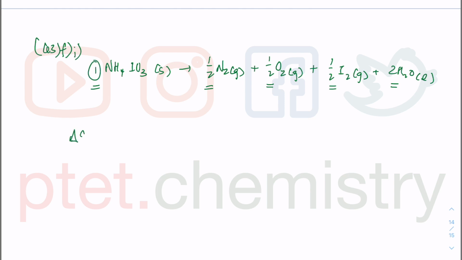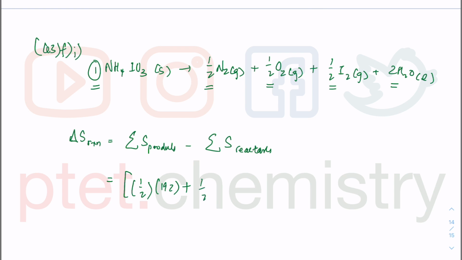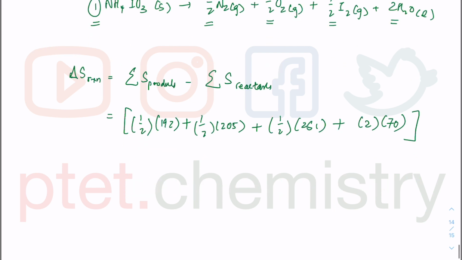So therefore, the entropy of reaction, or the entropy change for that reaction, is going to be the sum of the entropy of products minus the sum of the entropy of reactants. So given the table, I would have half times 192 plus a half times 205 plus a half times 261 for the iodine, and I'll have 2 times 70 because I have 2 H2O. That's going to be the sum of the entropy of the products based on the multiples in the balanced equation. I use brackets very carefully because I am worried about making any mistake.